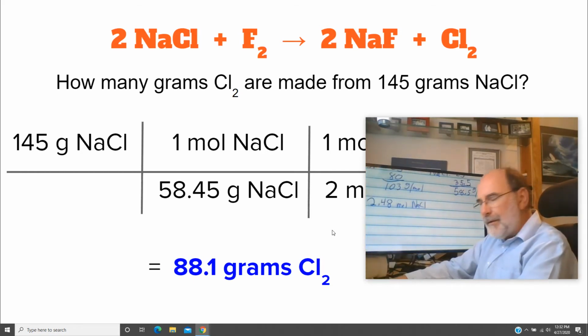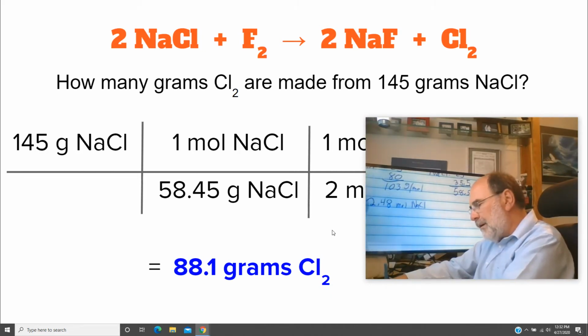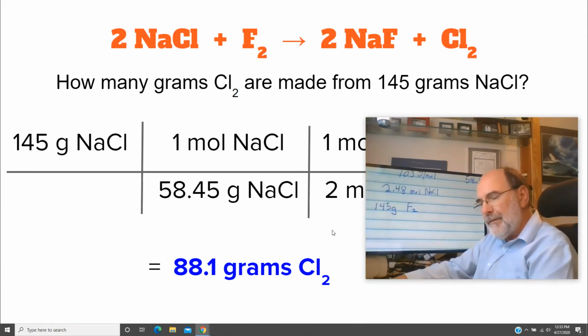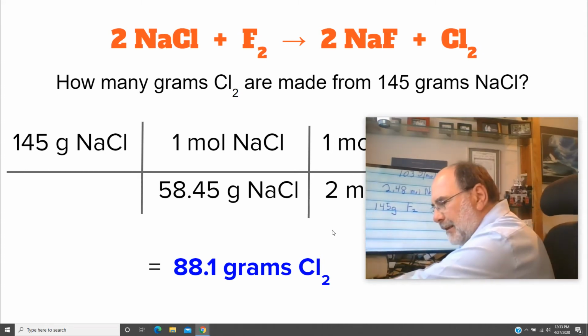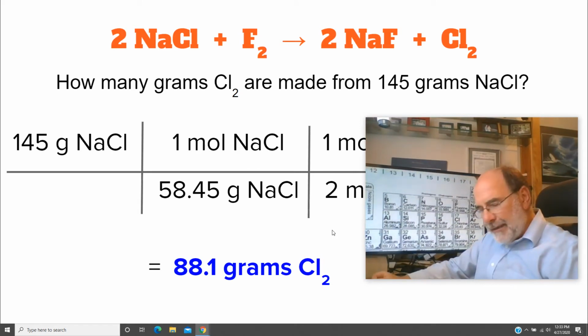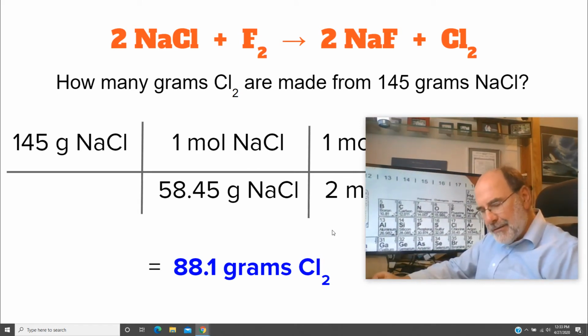Now, what if I started off with also 145 grams of fluorine gas? How many moles would that be? Well, off to the periodic table. One fluorine atom is 18.998, and I'm going to be more precise this time.